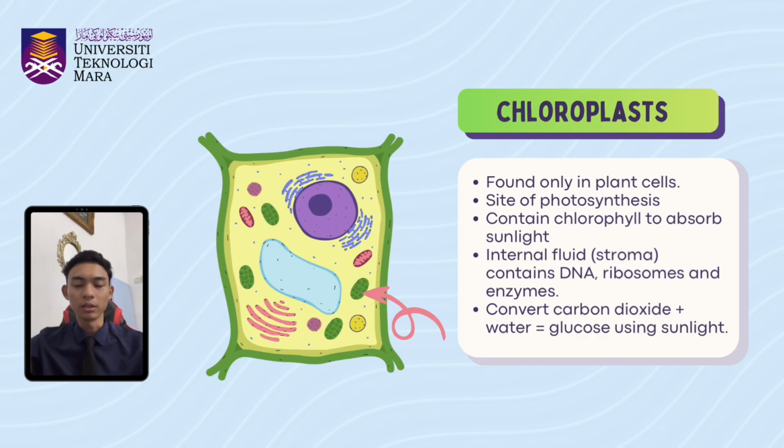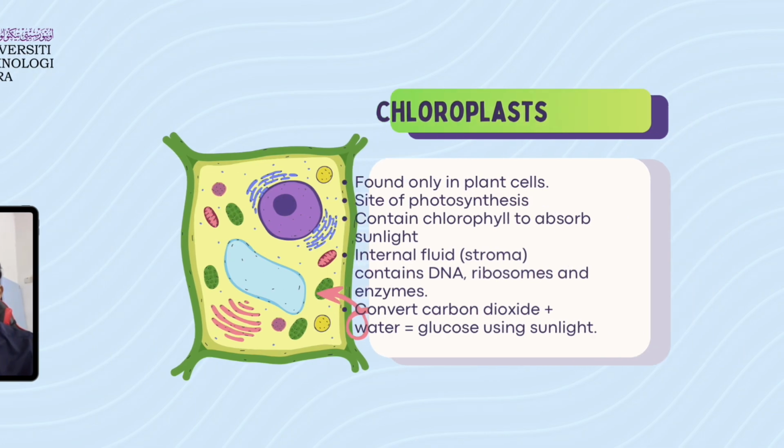Next, we go to the chloroplast. Chloroplasts are unique to plants and are responsible for photosynthesis. They contain chlorophyll, the green pigment that absorbs sunlight. Inside, the fluid-filled region called the stroma contains circular DNA, ribosomes, and enzymes. Chloroplasts convert carbon dioxide and water into glucose using sunlight, making them essential for plant energy.